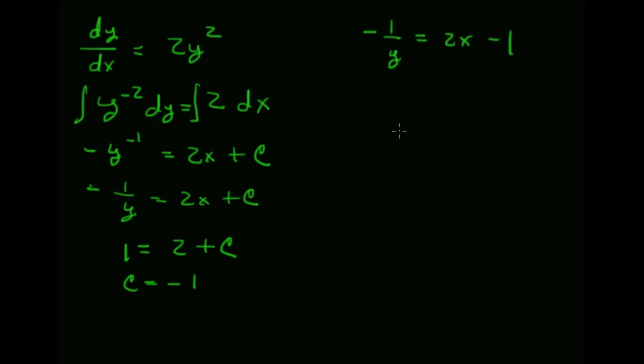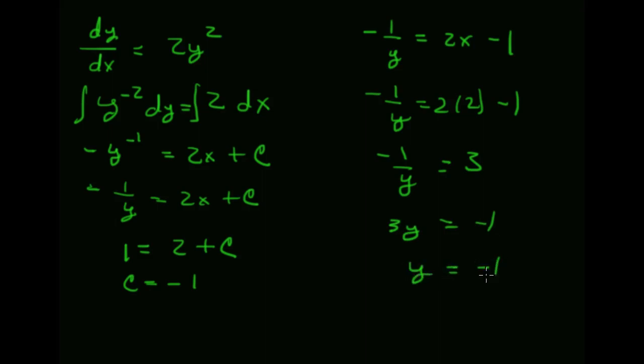The question asks, when x is 2, what is y? So negative 1 over y is equal to 2 times 2 minus 1. Negative 1 over y is equal to 3. Cross multiplying gives me 3y is negative 1, which means y is negative 1/3. That is B.